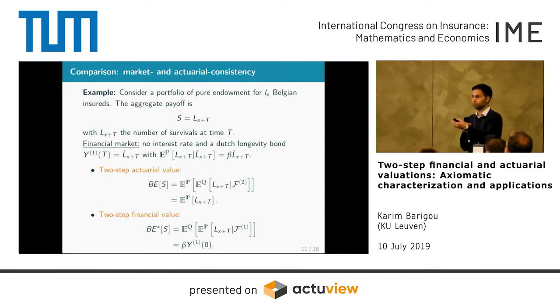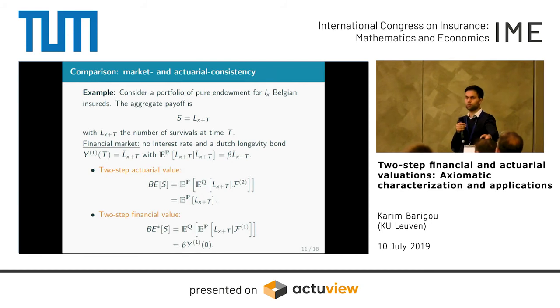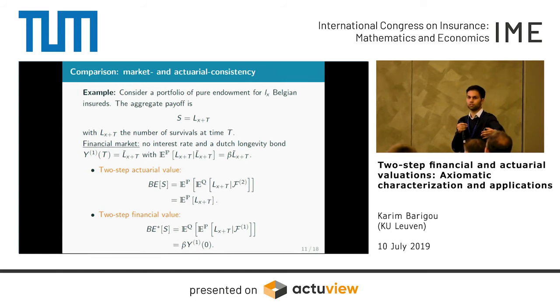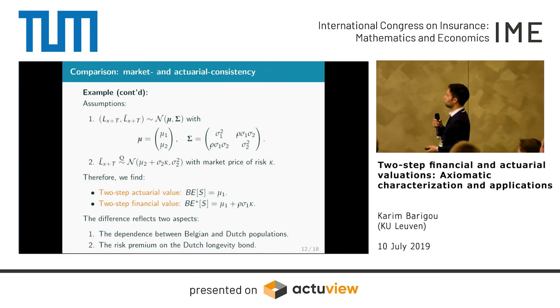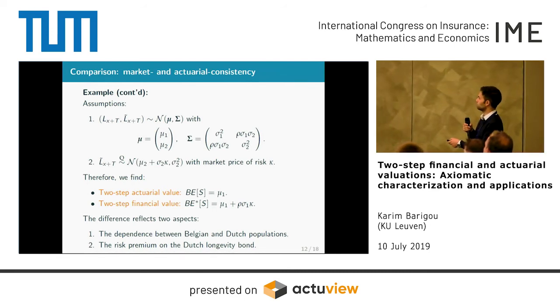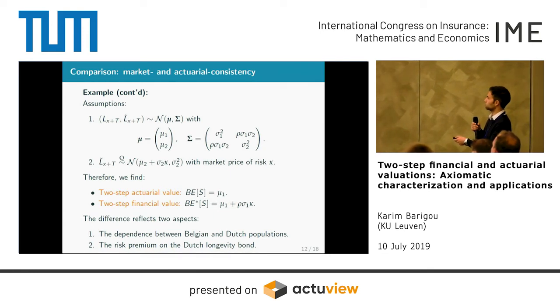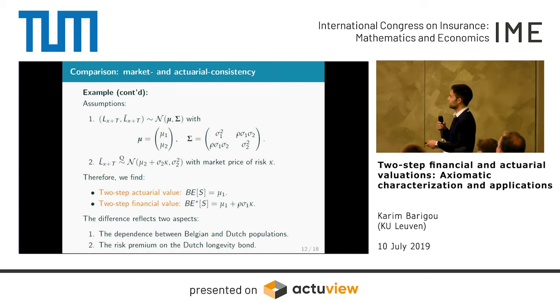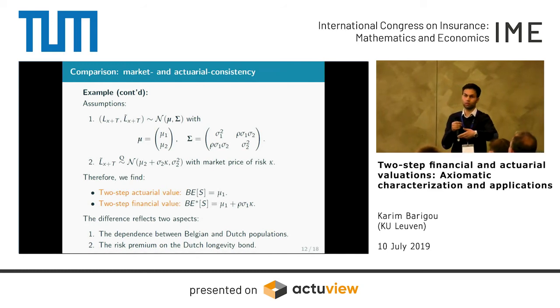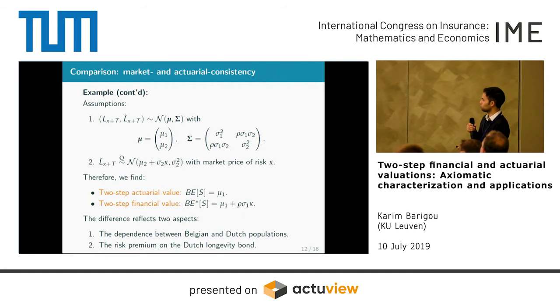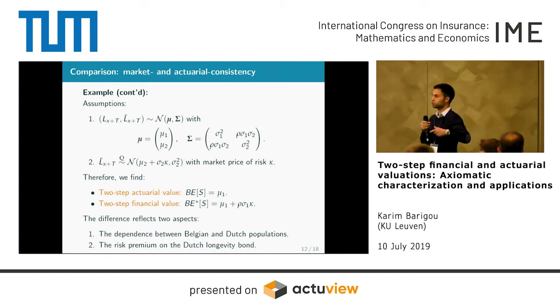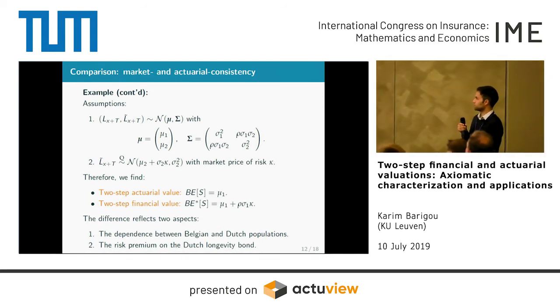That's logical. If you have a payoff on the Belgian population and you have a Dutch longevity bond in the market, a consistent price will tell you that you have to invest in this longevity bond because you have some dependence towards this longevity bond. So just to go one step further, I made some very basic assumptions. I assume that, for instance, you have this Belgian and Dutch population following a bivariate normal, and for the Dutch population I added a certain market price of risk. Then you would see that typically the standard best estimate will give you mu1, the expectation under P, whereas if you look at the market consistent value, by applying a two-step financial valuation, you would obtain mu1 plus this factor. So you see that the difference between these two-step operators will come from the dependence between Belgian and Dutch population via this rho.